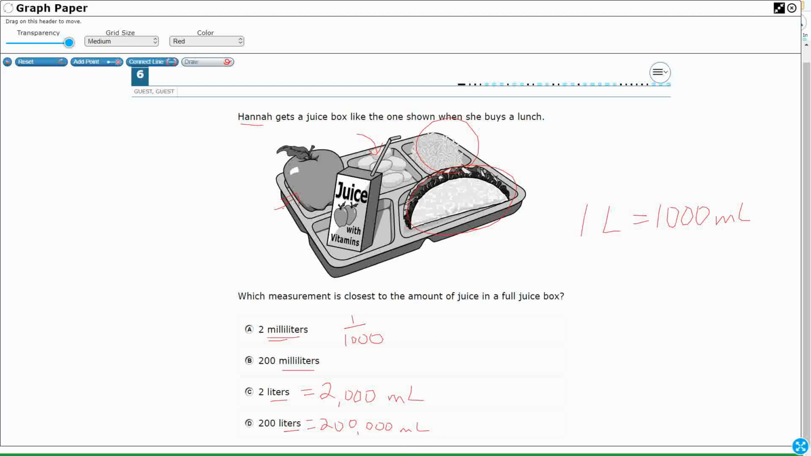So if we had 2 milliliters, that would be 2,000ths of a liter, right? And then 200 milliliters would be 200,000ths. So really that's 2/10ths of a liter. So that lets us know that these are going to be small and these are going to be large. Okay, so let's eliminate some.